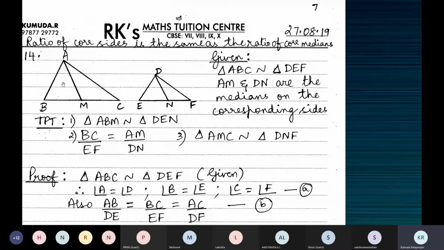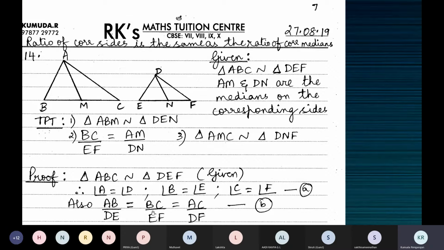Since we have to prove that this triangle is similar to this triangle, we need to take up relevant sides. We need to take up the ratios on the relevant sides. So you understand that AC by DF is irrelevant to these two triangles.